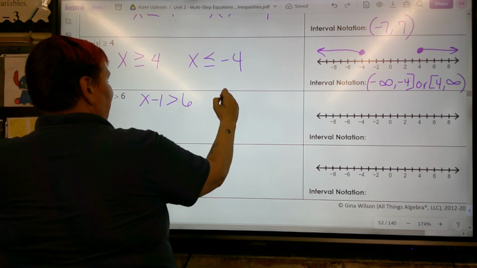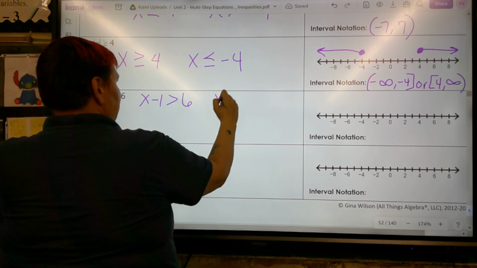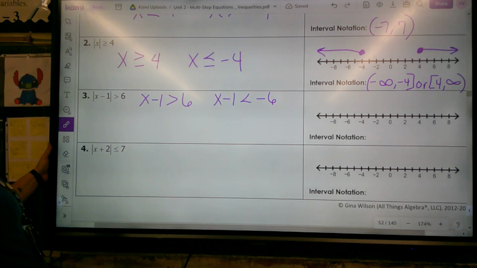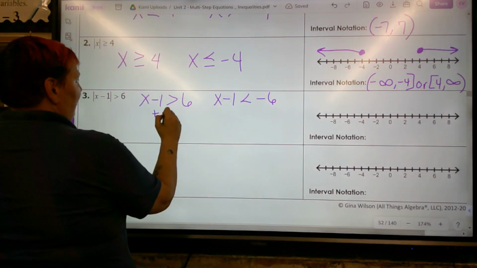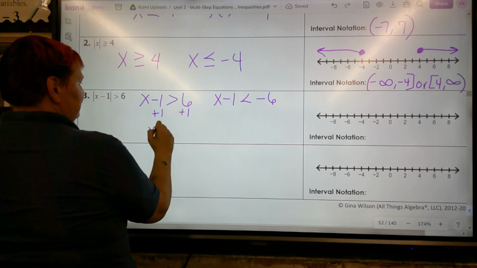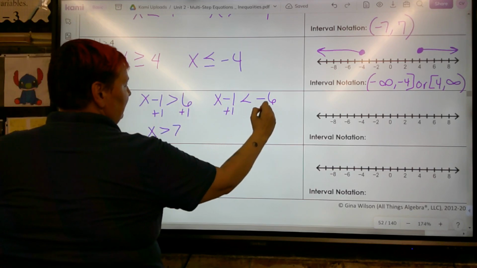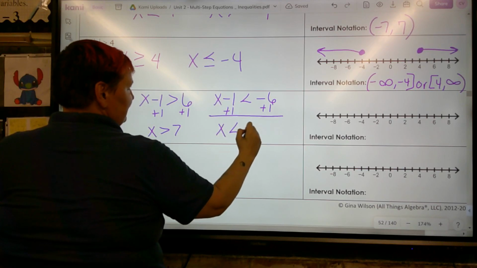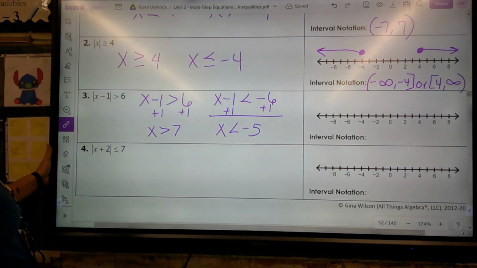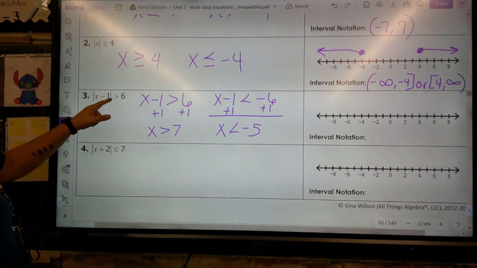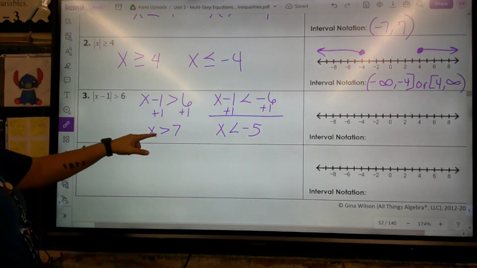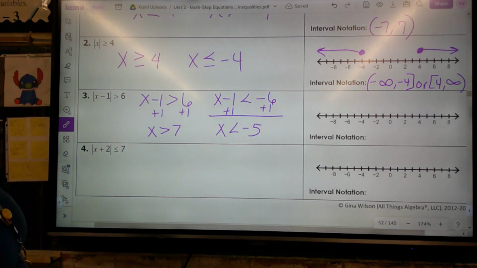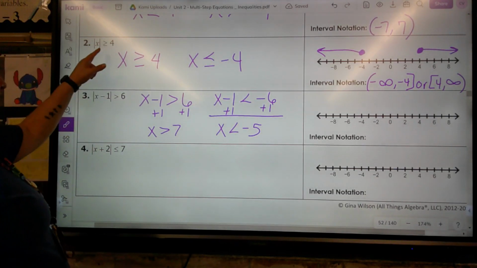And the second one is switch. Switch the symbol, switch it to negative. Solve. X is greater than 7. X is less than negative 5. Because it started as a greater than, because our keep it was a greater than, right? We should end up with or, like we did here.